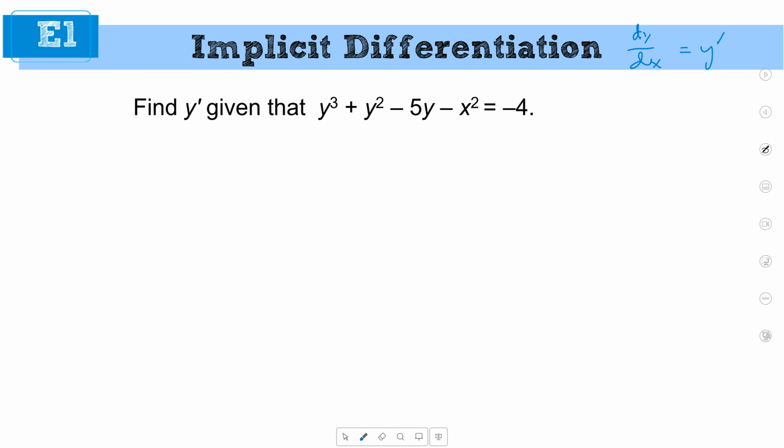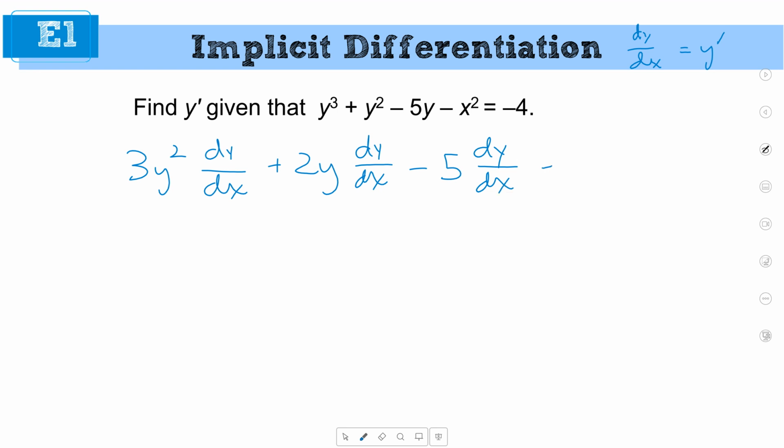I understand. Take the derivative of this. You get 3y squared. But I took the derivative with respect to y. Therefore, I need a dy dx. I'm going to do the first one as dy dx just to show you what it looks like. Derivative of y squared: 2y, but I took the derivative with respect to y, so I need a dy dx. Minus the derivative of 5y is just negative 5 dy dx.